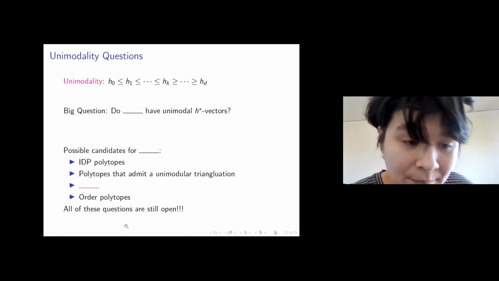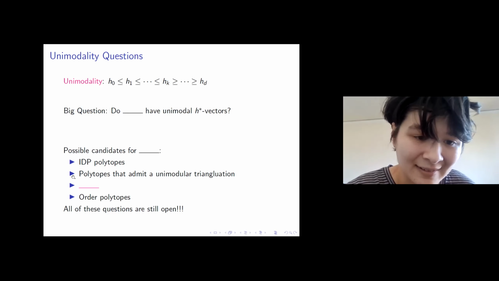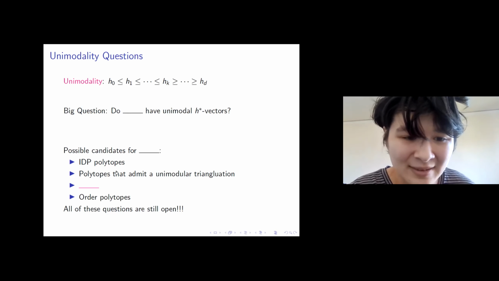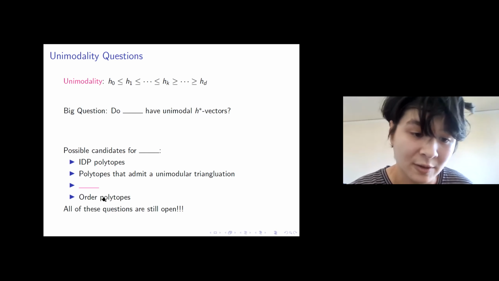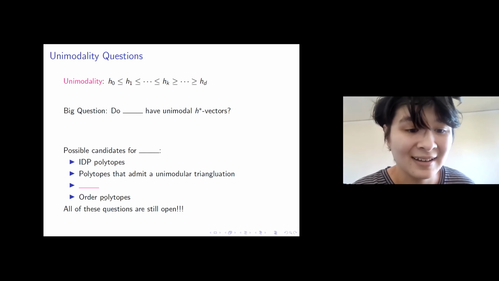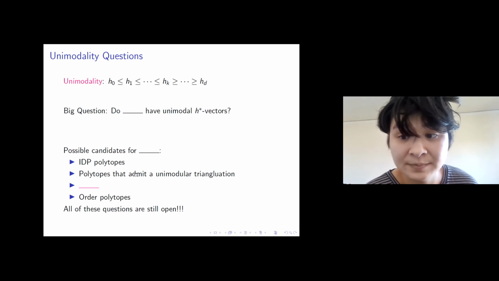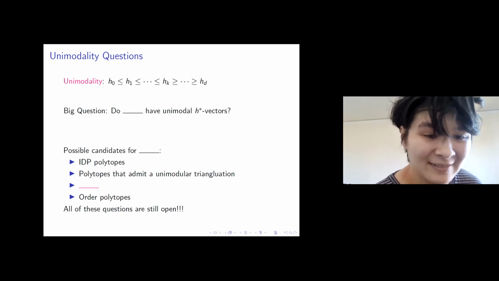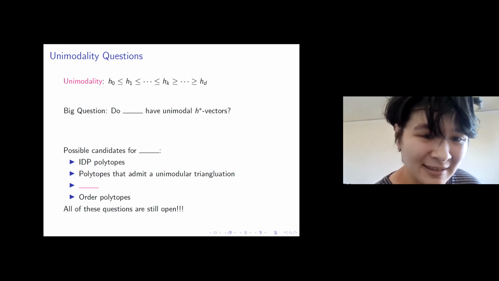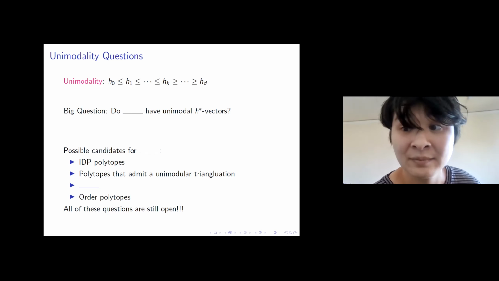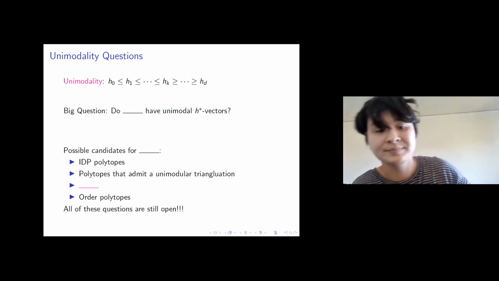I want to make a point here that this is a really big class of polytopes. The class of polytopes that admit a unimodular triangulation sits inside of this big class, and then order polytopes is the smallest class here. It sits inside polytopes that admit a unimodular triangulation. And all of these questions are still open, even for order polytopes, which we know a lot about. We don't know whether the H star polynomials of these polytopes always satisfy that up and down property.